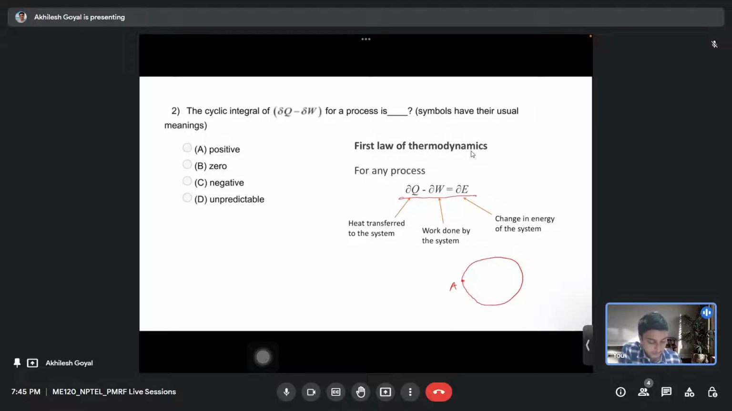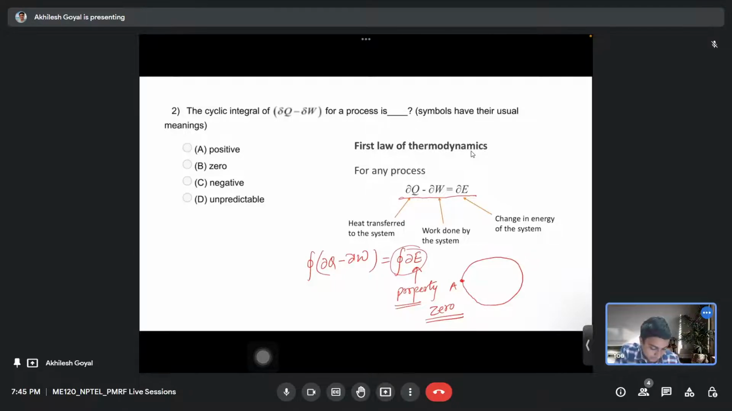So here, if we do the integral of this equation for a cyclic process, we can see the cyclic integral of dq minus del w is equal to the cyclic integral of del E. But we know that energy is a property, and a property is a point function, not a path function. As in the cyclic process, the cycle starts from a single point and comes back to the single point, the change in energy is 0.